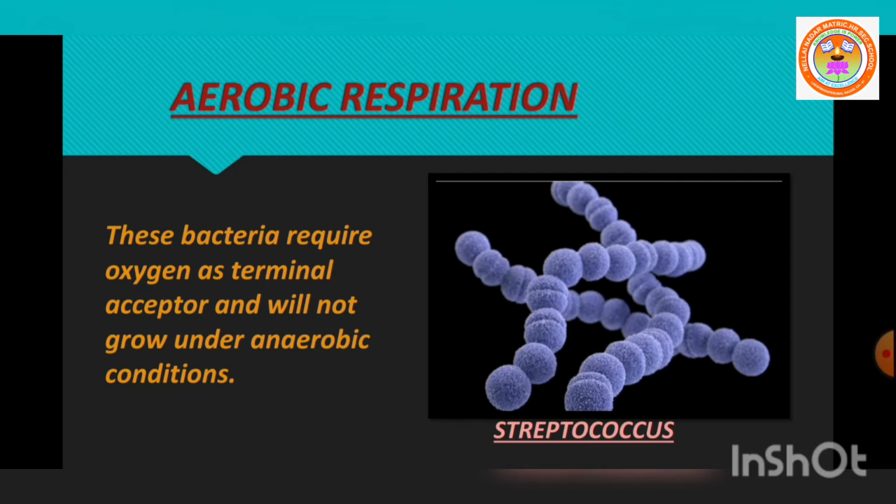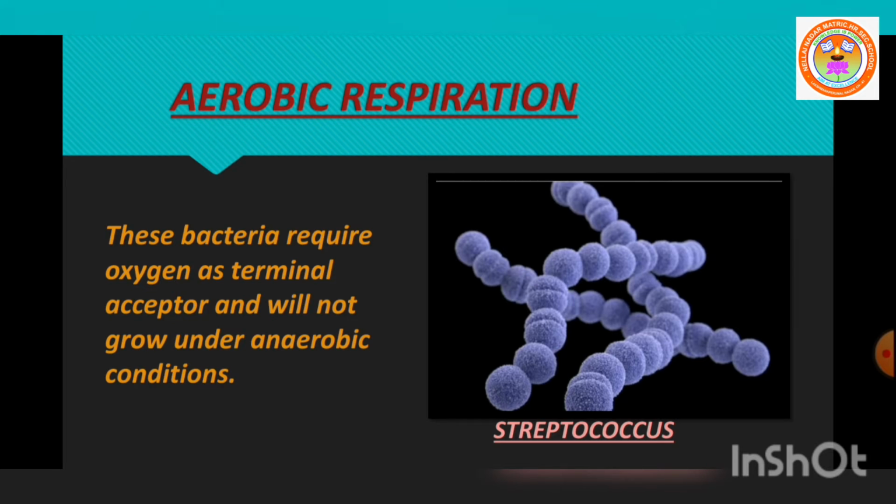These bacteria require oxygen as terminal acceptor and will not grow under anaerobic condition. What is anaerobic condition? In the absence of oxygen. That is called anaerobic condition. So these bacteria require oxygen as terminal acceptor. The bacteria involved in aerobic respiration are called aerobes. A very good example for aerobic respiration is Streptococcus.